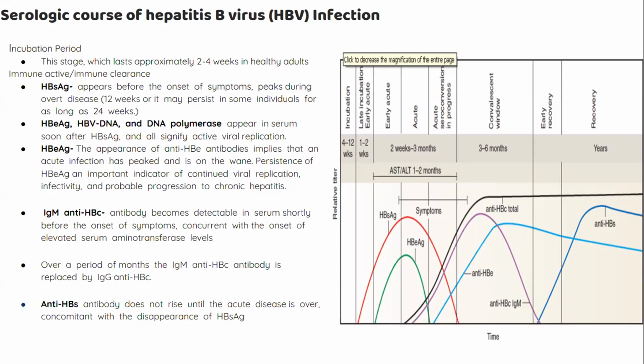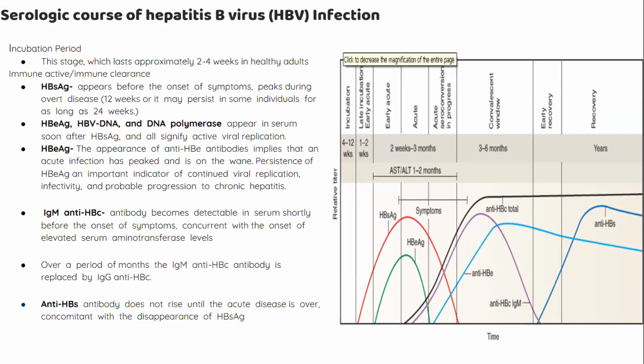And your HBe antigen, the appearance of the anti-HBe antibodies implies that an acute infection has peaked and is on the wane already. But persistence of your HBe antigen is an important indicator of continued viral replication, infectivity, and probable progression to chronic hepatitis. And your IgM anti-HBc antibody becomes detectable in serum shortly before the onset of symptoms, so in the acute stage, concurrent with the onset of elevated serum aminotransferase level.